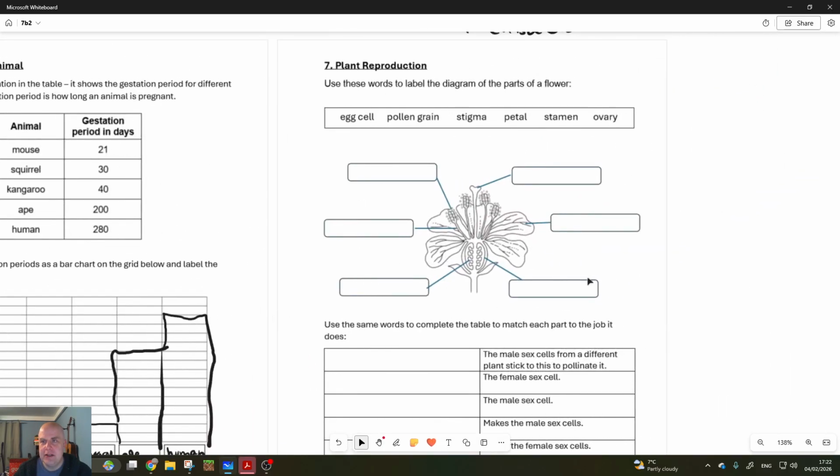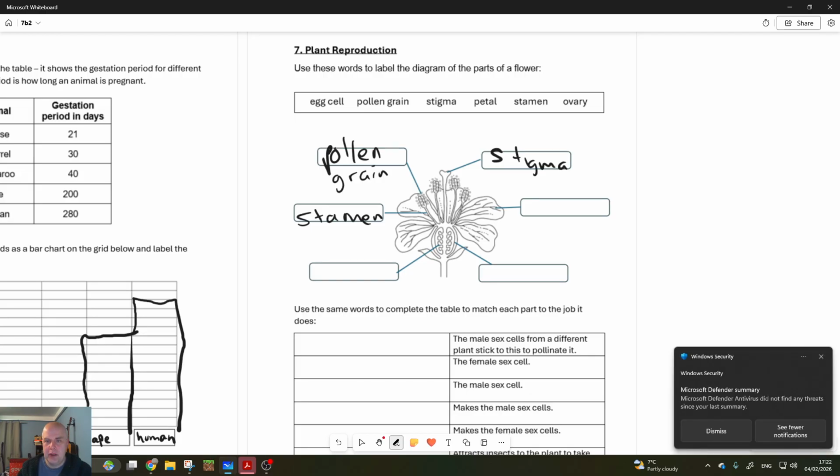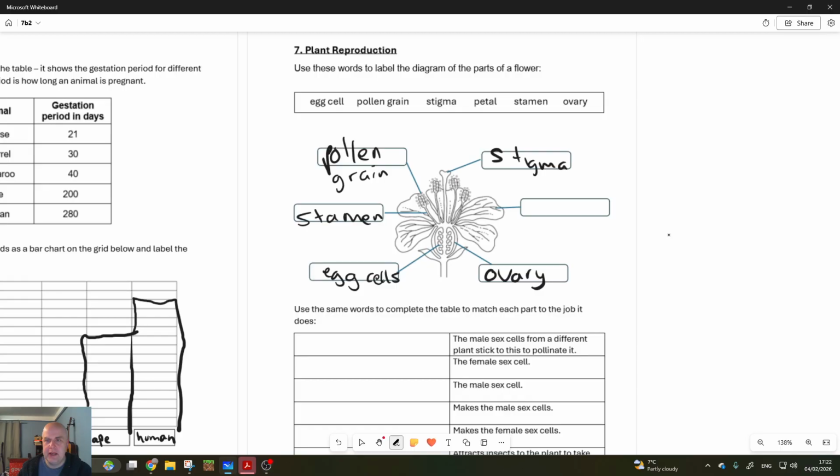Now that moves us nicely on to the plant reproduction part. Okay, now we have now got to label this. Now this bit, the bits on the end here, that is the pollen grain. Okay, and they are produced by the stamen. Okay, this up here is the stigma. That's where the pollen is deposited into the ovary, which is down here where the egg cells are. Okay, this obviously is a petal.